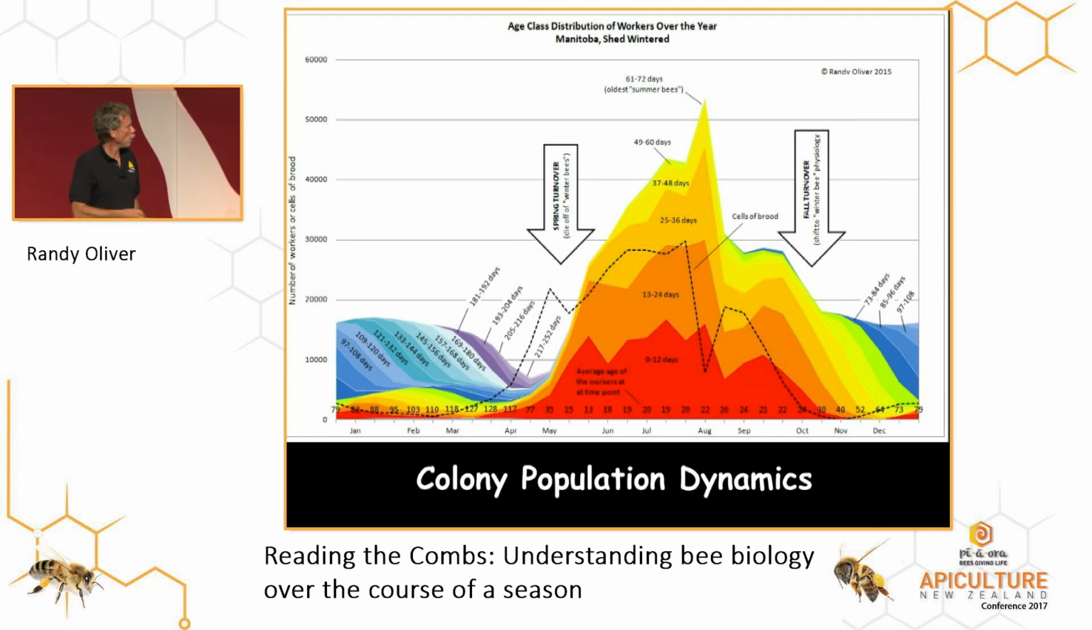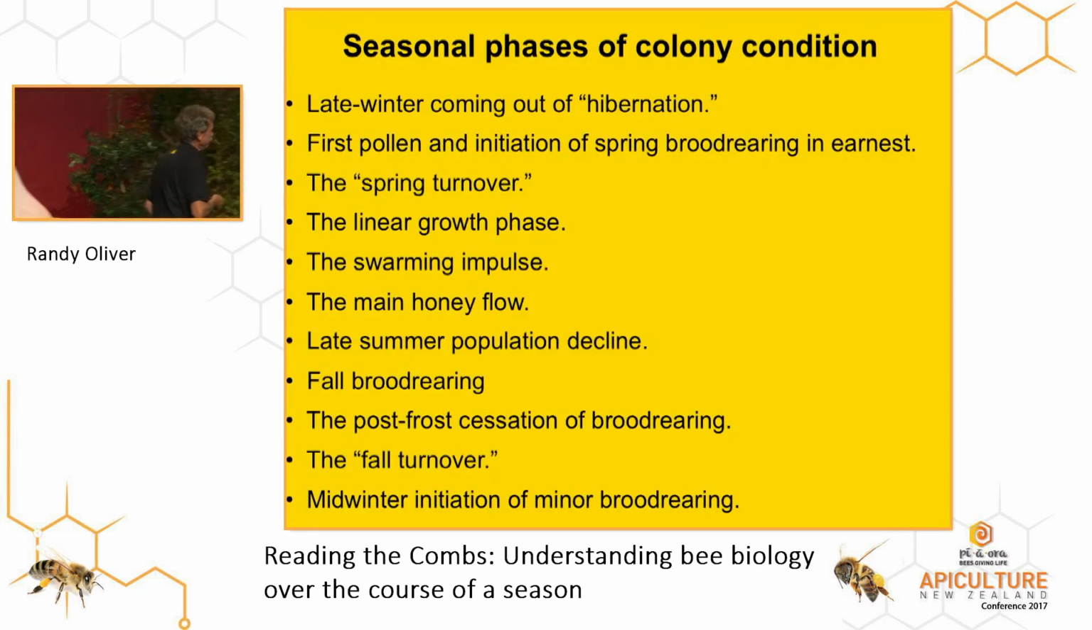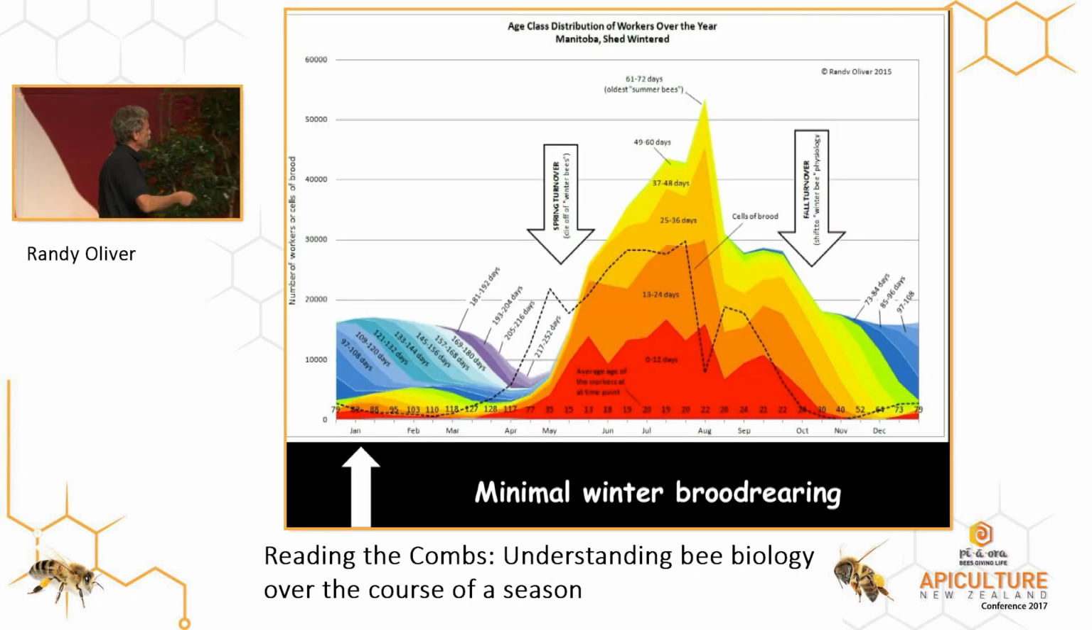So this is from winter solstice to midsummer to winter solstice over here. And when I started looking at this, I could break this down into whatever this is, 12 or 14 biological periods of time where the colony does something differently. So I'll go through each of these very quickly. So we're going to start now.